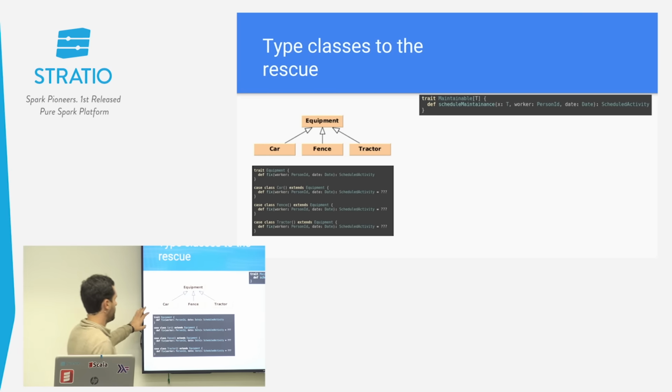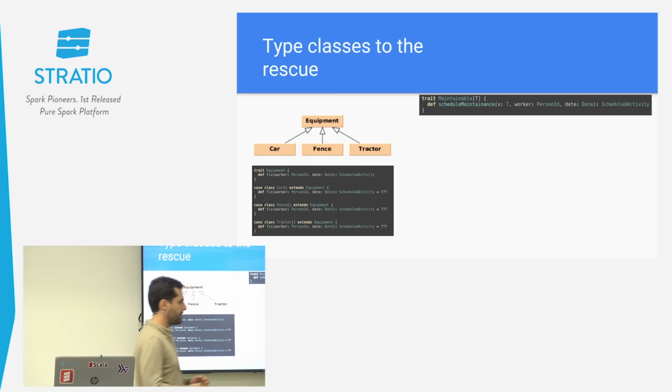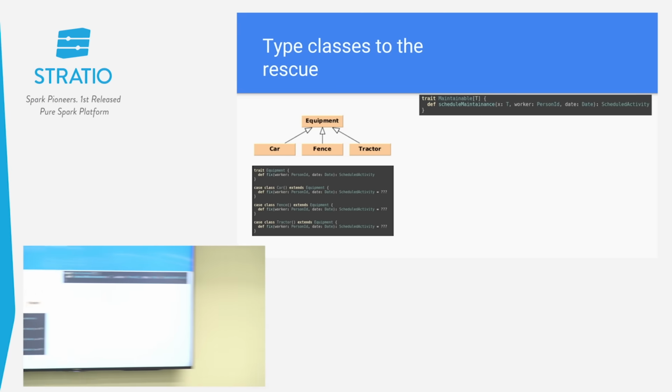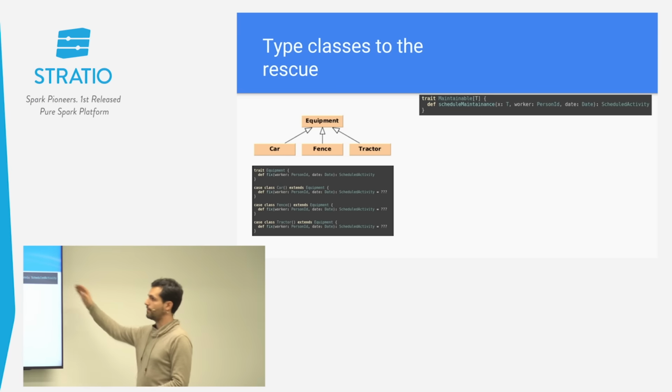This is the definition for maintainable. This is the traditional way of defining it in Scala, which is there is a trait, an interface, and you have case classes which are children of that trait. Okay, and then you define a behavior. That behavior is a set of operations, and it's easy. We know how to do that, and we do it with an interface.